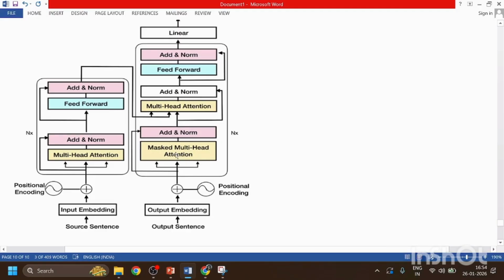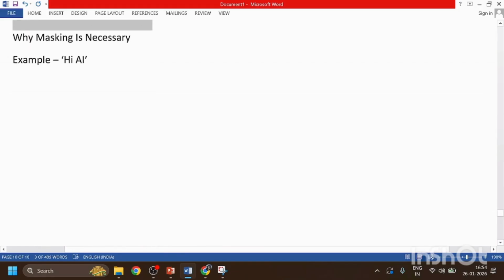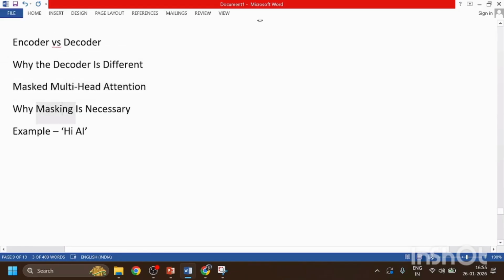Okay, masked multi-head attention, or masked self-attention. Masking means blocking future words. The model is only allowed to look at the past and current token. And masking is necessary.